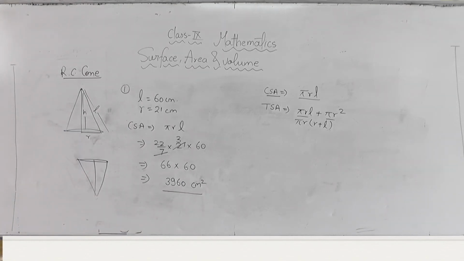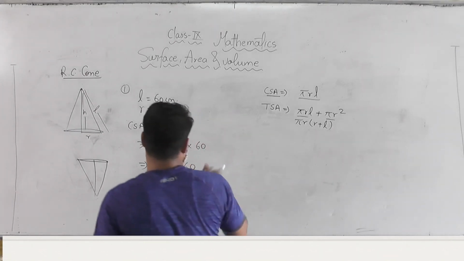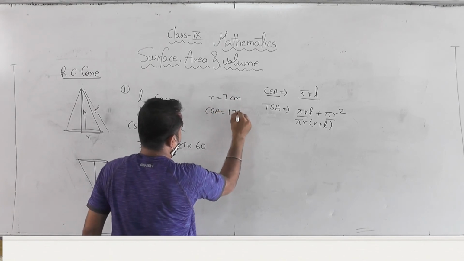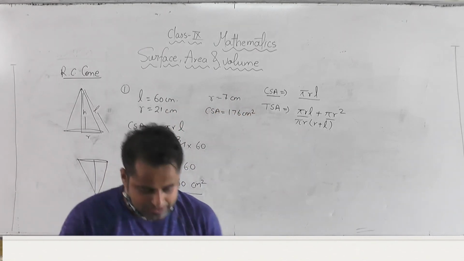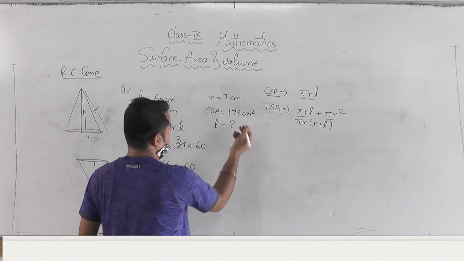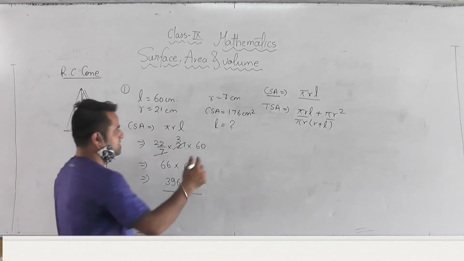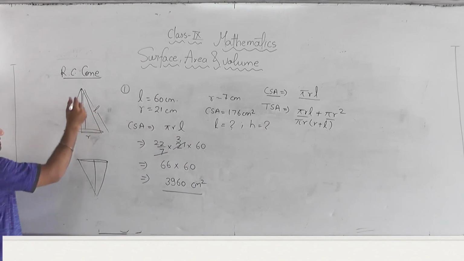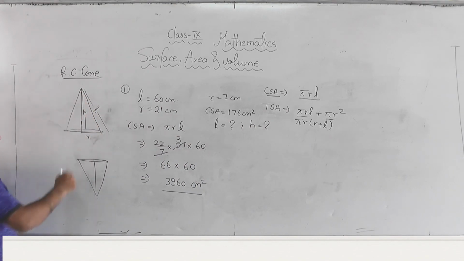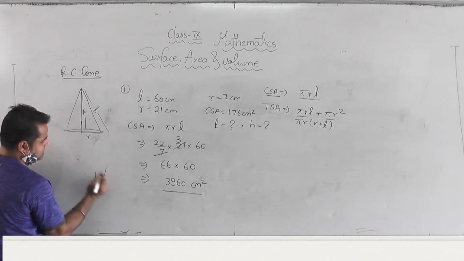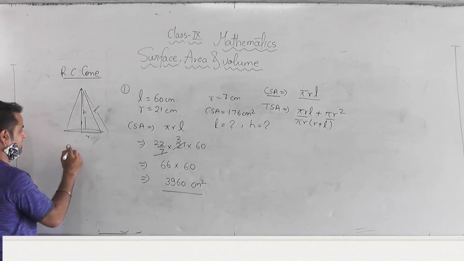Now let's see one different question. Suppose the radius is 7 and the CSA is 176 centimeters square. What is it asking for? It is asking for the slant height. Sometimes it will ask about the height also, and we will discuss that too. Since R, L and H make a right angle triangle, the relation between them you can get by the Pythagoras theorem.